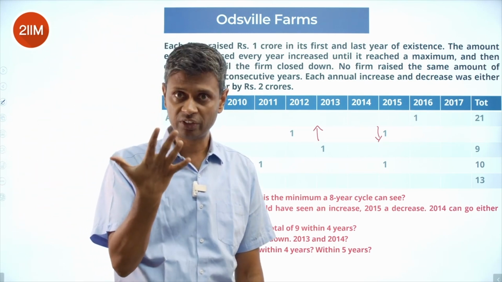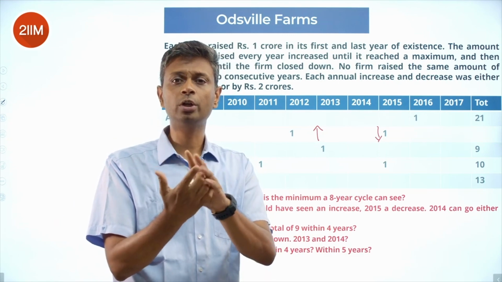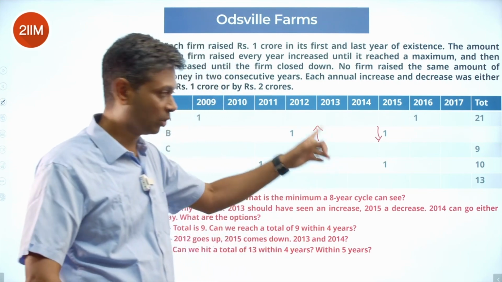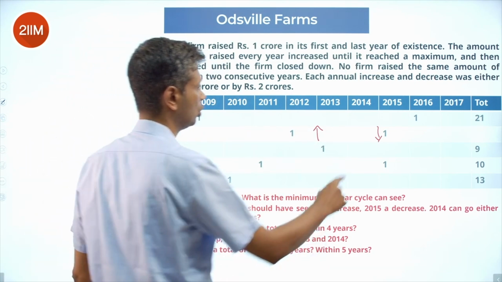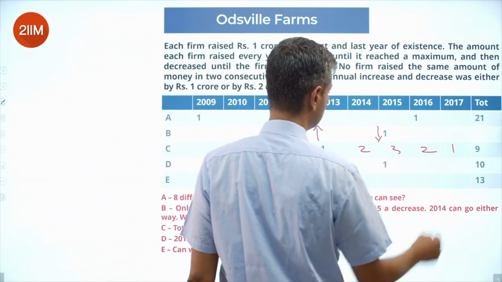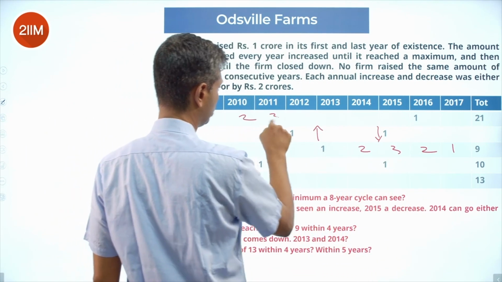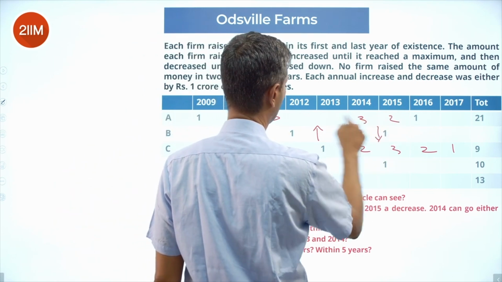We need at least 5 years. 5 years, the minimum possible. 1, 2, 3, 2, 1. That adds up to 9. That's what this is. So this is 1, 2, 3, 2, 1. This is 1, 2, 3, 3, 2, 1.